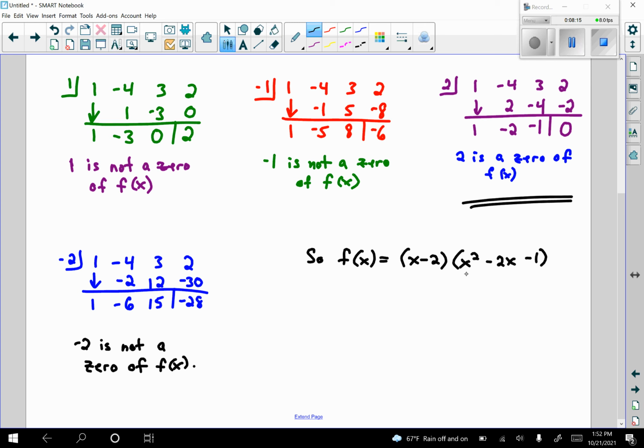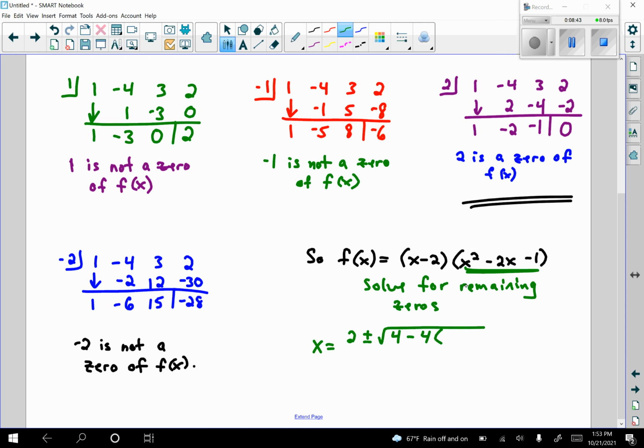This already gave us our factor. We can't factor this, so we have to use the quadratic formula. So we want to solve for the remaining zeros. Here I'm going to use the quadratic formula. x equals the opposite of b, so we're going to get 2 plus or minus the square root of b squared, which gives me 4, minus 4 times a, which is 1, times c, which is -1, all over 2 times a, so that's 2.